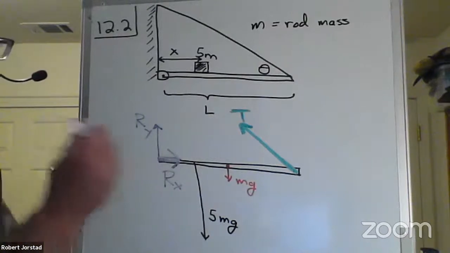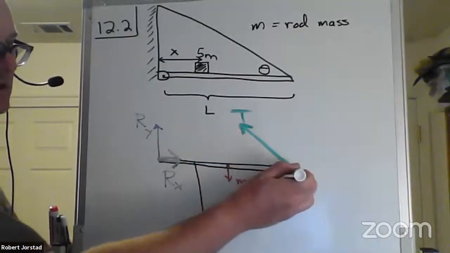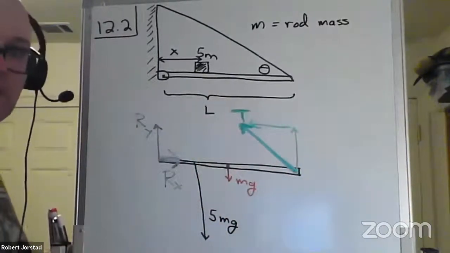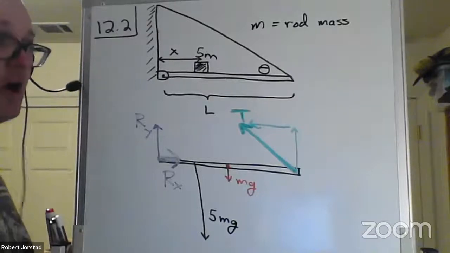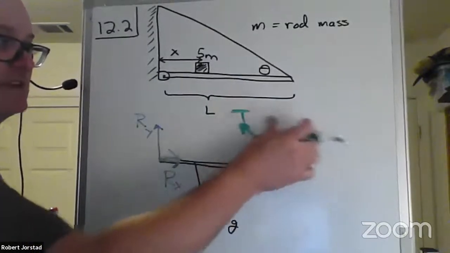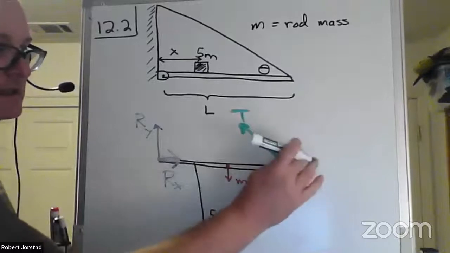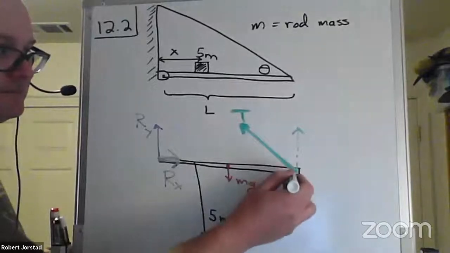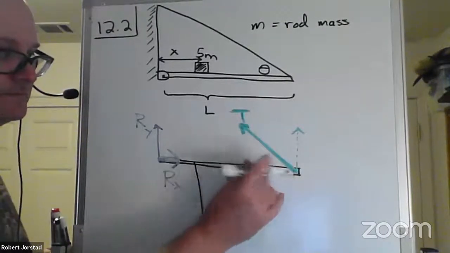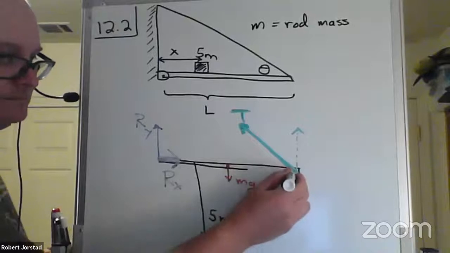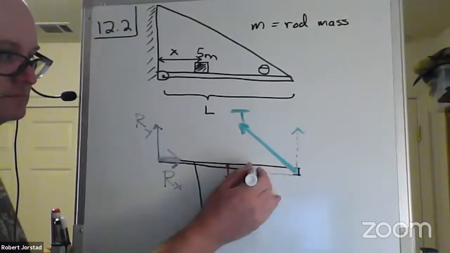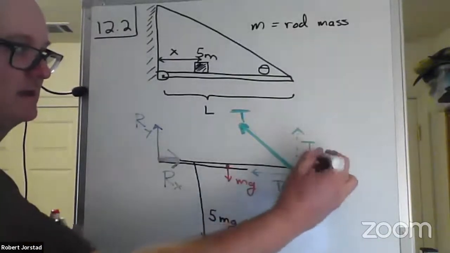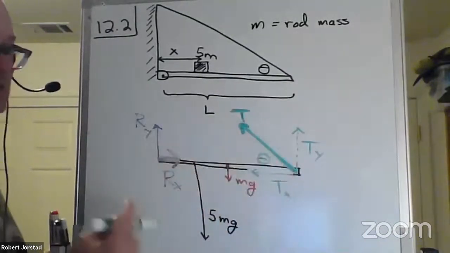Now, I could split this tension up into vectors. I could go like this. I argue that's bad form. Not because it's wrong, it's because it's usually advantageous to split this up into components that have their tails in the right spot. So this, you could actually split this up as Tx and Ty, and we know that this is theta. So you could do it that way.